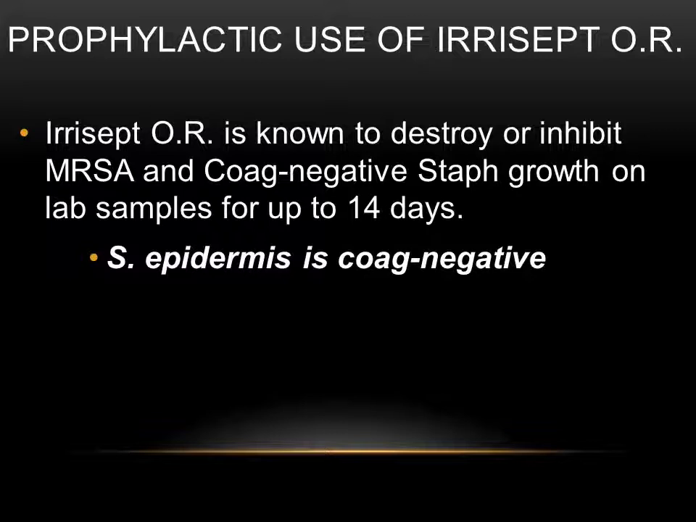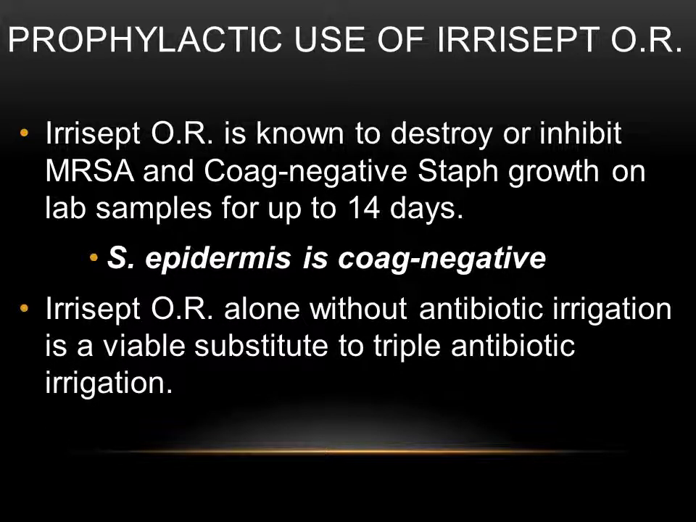Irricept is known to destroy or inhibit MRSA and coag-negative staph growth on lab samples for up to 14 days. Staph epidermis, which is a known skin contaminant and one of the most common associated causes of capsular contracture, is a coag-negative bacteria. Irricept OR alone, without antibiotic irrigation, is also a viable substitute to triple antibiotic irrigation.